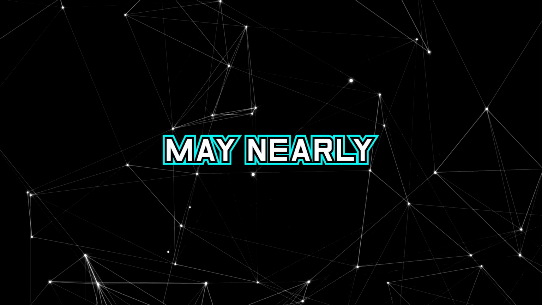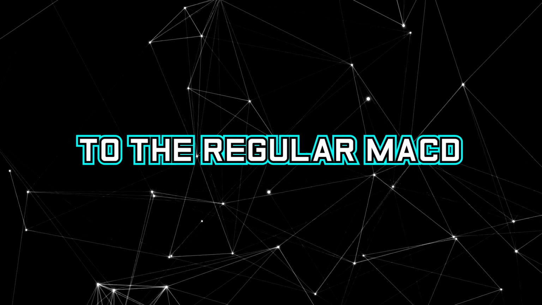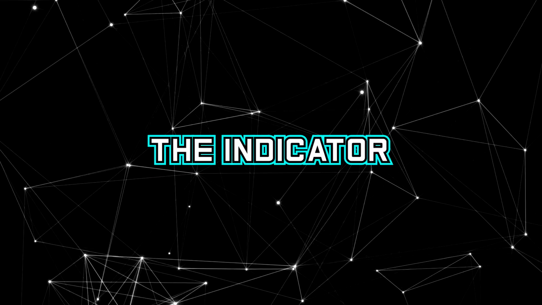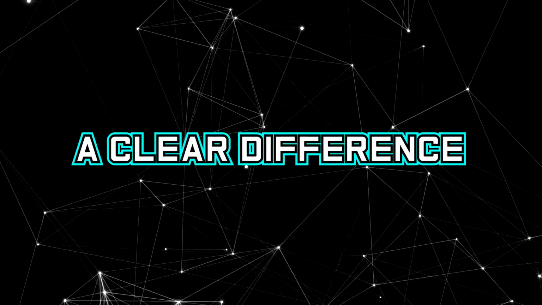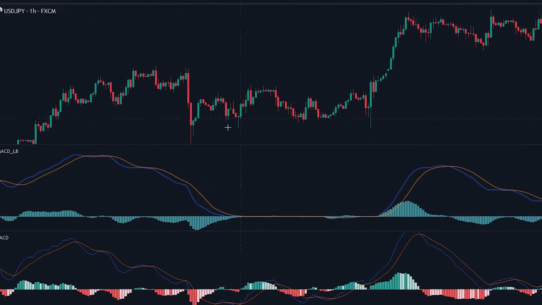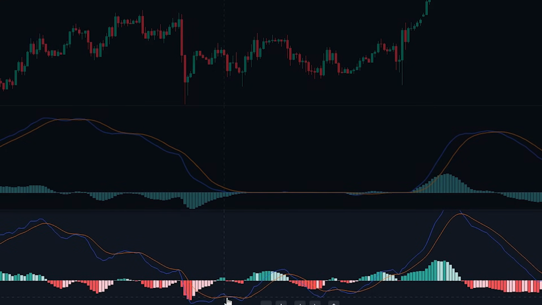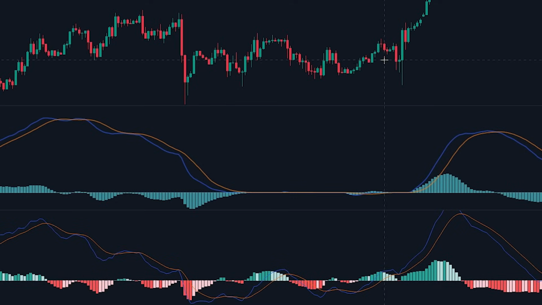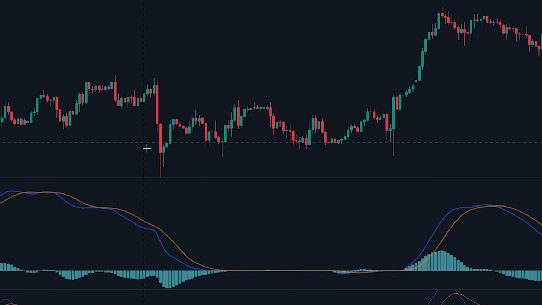The indicator may seem nearly identical to the regular MACD, however, if we compare the indicator to the regular MACD, we can see a clear difference. As you can see here, the regular MACD provided multiple buy and sell signals here, all of which wouldn't have been profitable due to the market ranging. However, if we take a look at the impulse MACD, we can see that both the impulse MACD and the signal line were flat on the center line, showing us that the market is consolidating and indicating that we shouldn't enter into a position during this period.